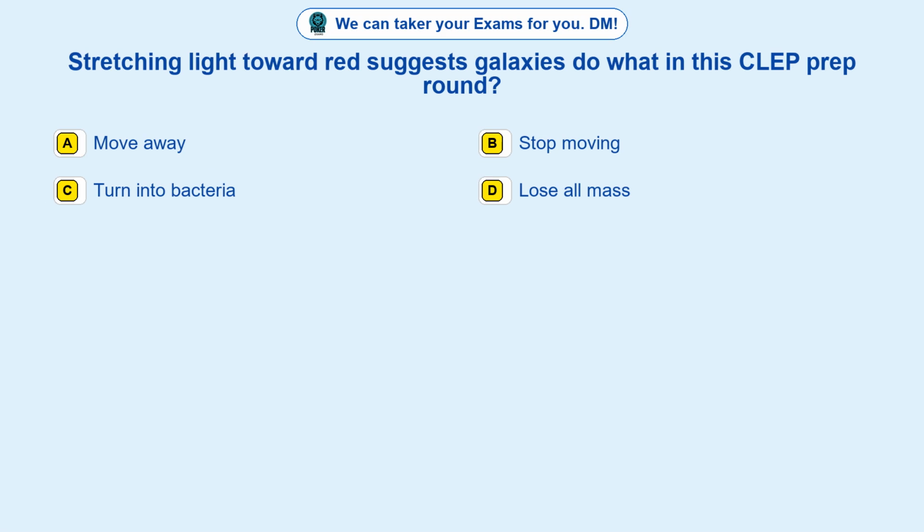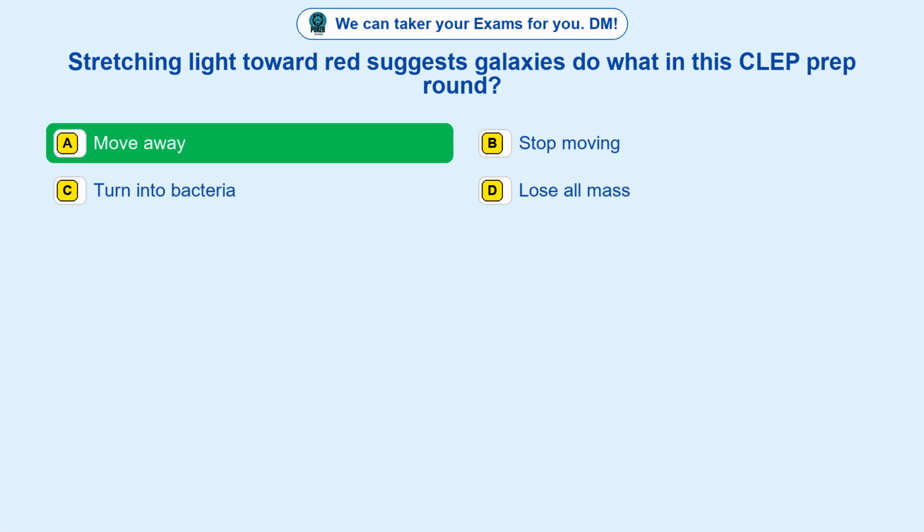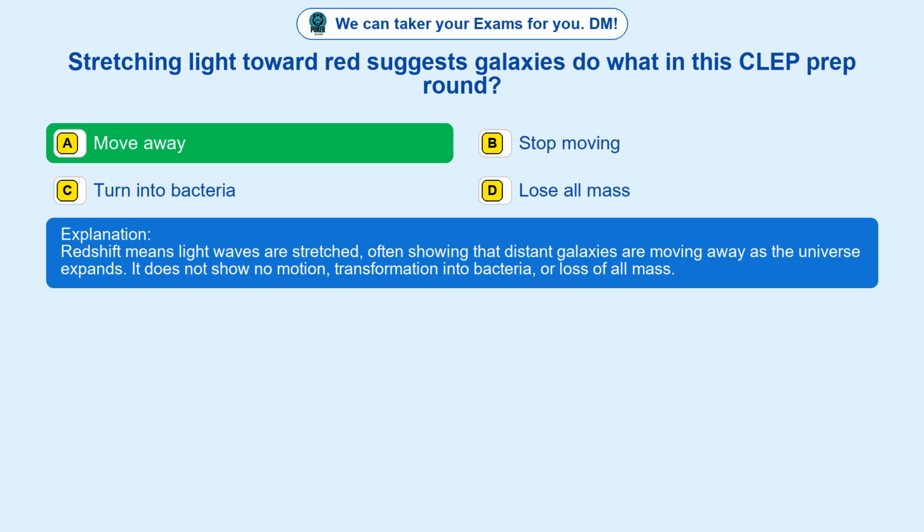Question 94. Stretching light toward red suggests galaxies do what in the CLEP prep round? Option A, move away. Option B, stop moving. Option C, turn into bacteria. Option D, lose all mass. The correct answer is option A. Move away. Redshift means light waves are stretched, often showing that distant galaxies are moving away as the universe expands. It does not show no motion, transformation into bacteria, or loss of all mass.